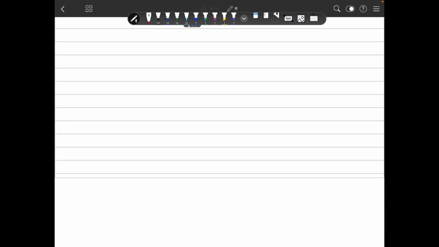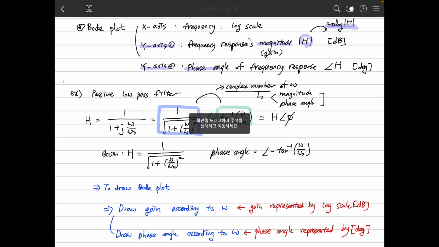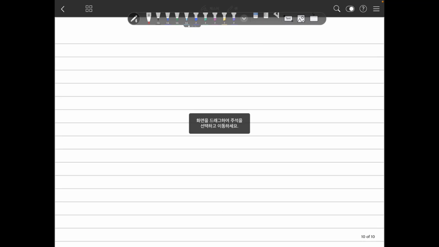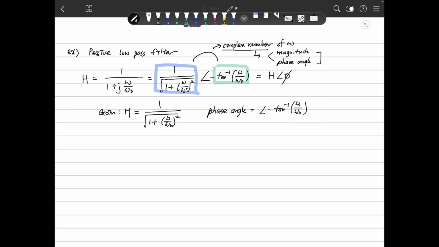Okay, I will give no more examples. So I will use this example here.